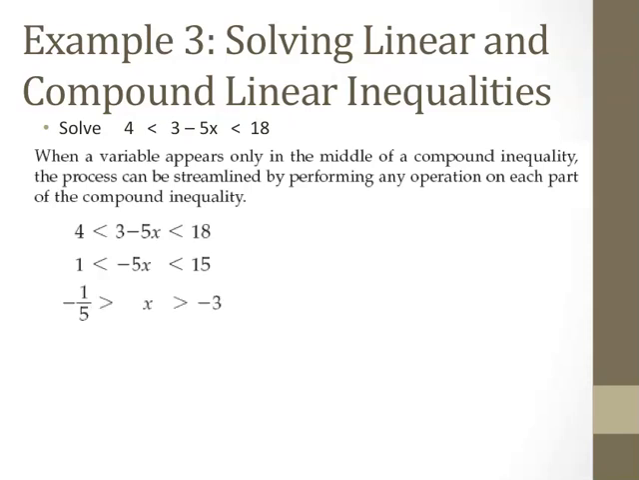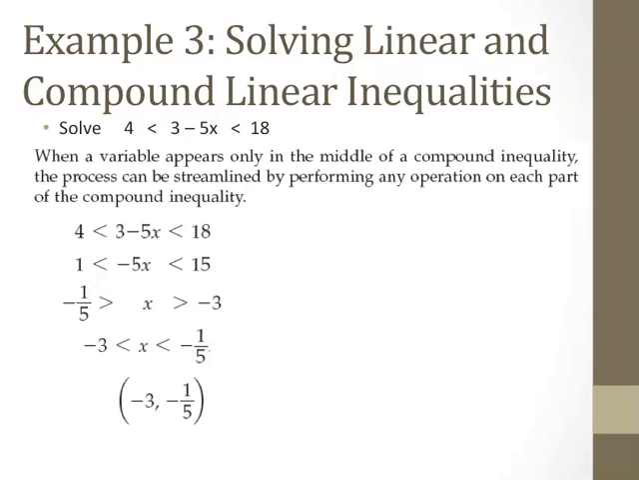Now typically we like to write everything going from smallest to largest from left to right. So I'm just going to rewrite this so that the -3, which is the smallest, is going to be on the left. So we have -3 less than x, which is less than -1/5. Writing that in interval notation, because x is not equal to -3 or -1/5, we're going to use parentheses. So -3, comma -1/5 in parentheses.